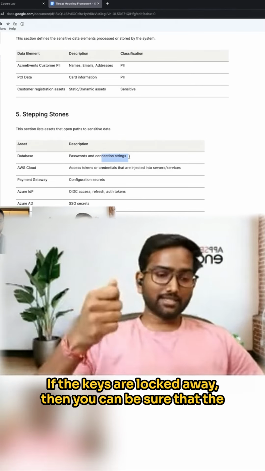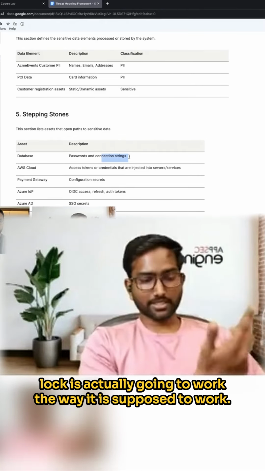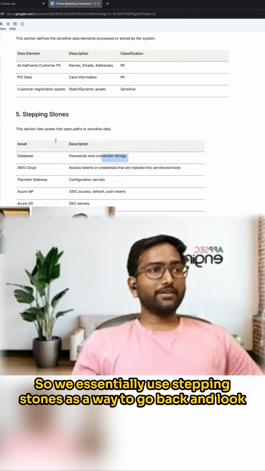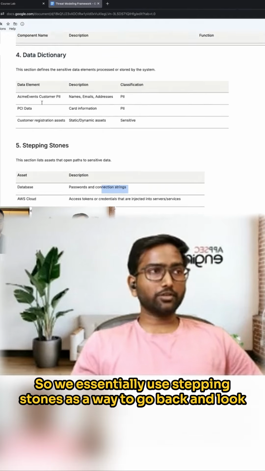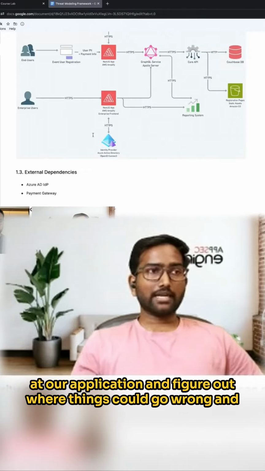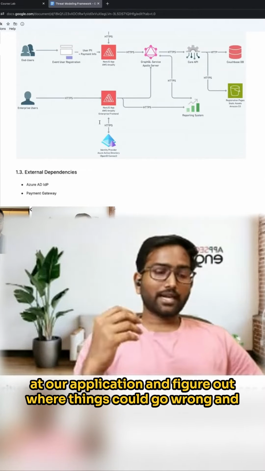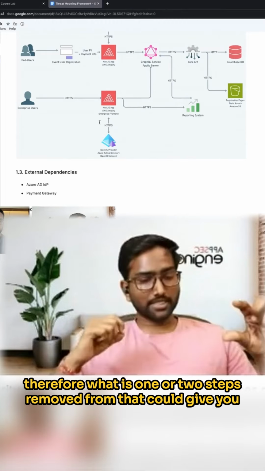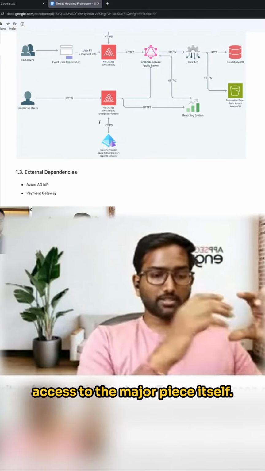If the keys are locked away, then you can be sure that the lock is actually going to work the way it is supposed to work. So we essentially use stepping stones as a way to go back and look at our application and figure out where things could go wrong, and therefore what is 1 or 2 steps removed from that could give you access to the major piece itself.